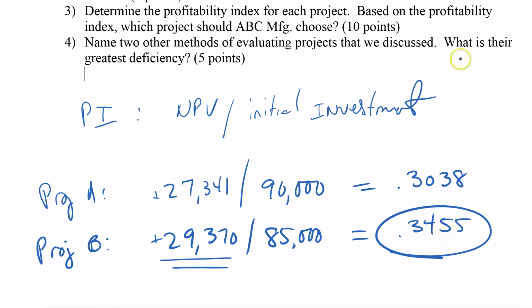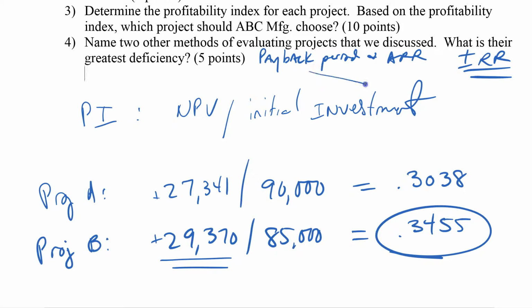And then finally, what are the other two methods you discussed? I assume that's the payback period and accounting rate of return. It's also possible you discussed IRR, which is a very important tool. I'm going to say the deficiency between these two, payback period and accounting rate of return, is they don't consider the time value of money.